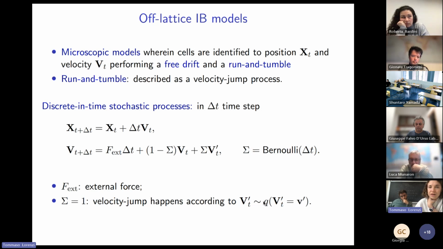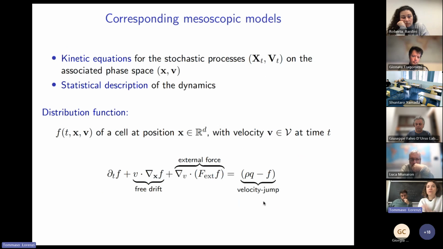Then for these kinds of microscopic models, there is a first level of continuum limits that are represented by kinetic equations. So for this stochastic process given by the position and the velocity, we can formulate kinetic equations on the phase space x, v, and this gives a statistical description of the dynamics. So we don't need to perform a microscopic simulation of the microscopic model in which we need to choose the number of cells, but here we have the full statistical portrait of the dynamics that is described.